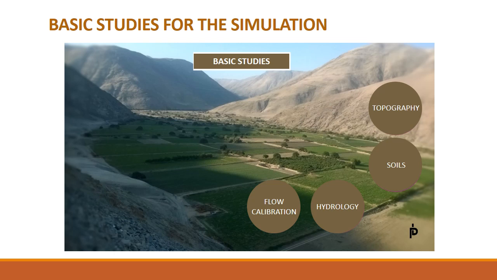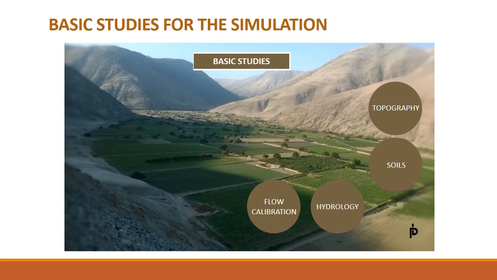For the simulation of mud flooding flow, basic field studies were previously carried out. The topography: a topographic survey with drone was carried out throughout the valley with UTM coordinates and fixed heights with reference to the sea level. Soil study: samples of the riverbed were taken to determine the rheological properties of the soil. These studies were developed in the laboratory of the National University of San Agustin.